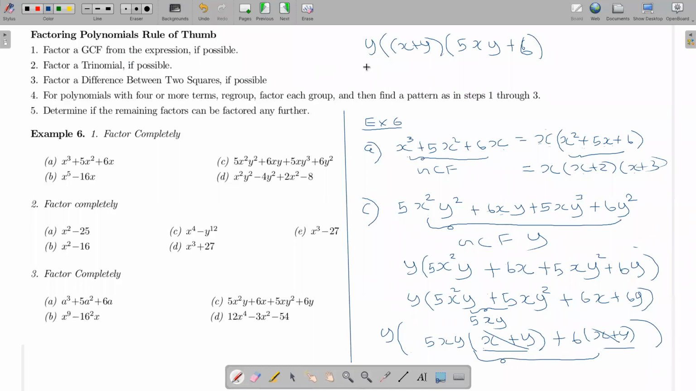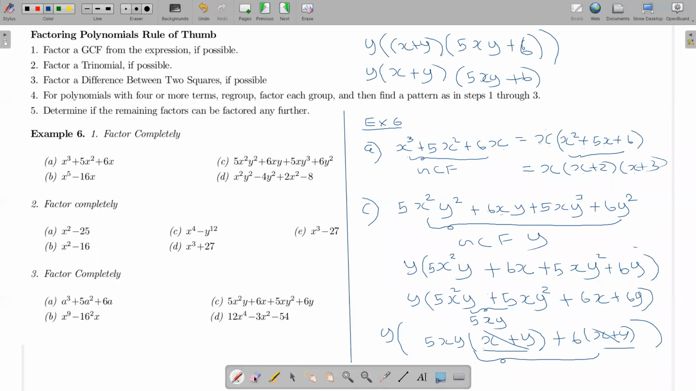So you have y, y. Here I can skip this bracket, because it's just a multiplication. So I ended up writing it as a product. So I'm done with my factoring. I cannot factor further, so I stop.